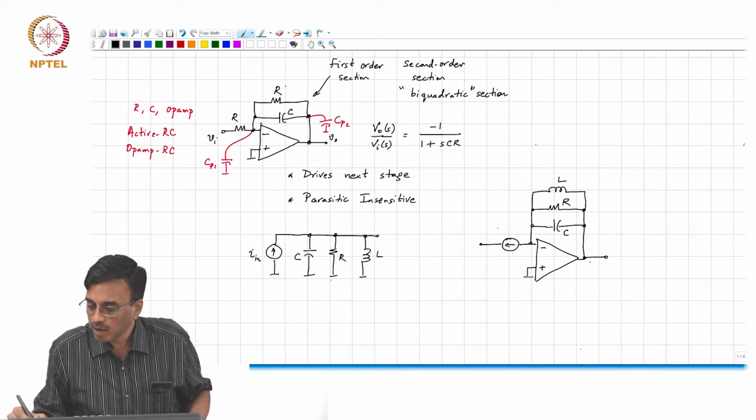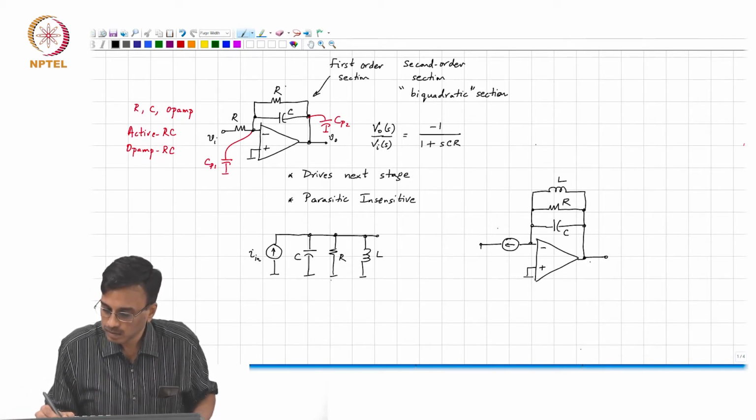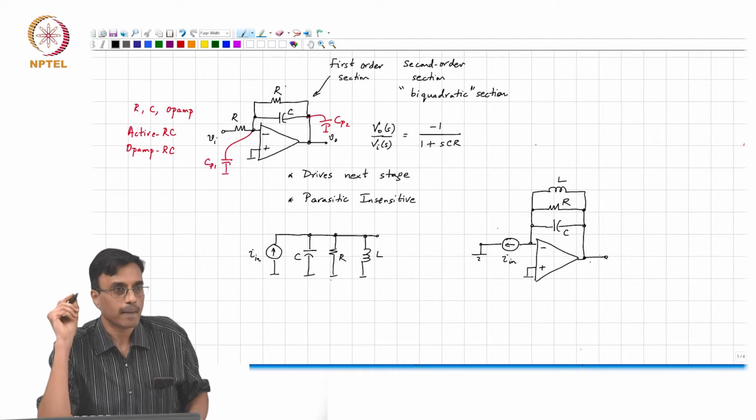All right. What comment can we make about this? So this is IN, let's say. What comment can we make about this voltage transfer function?